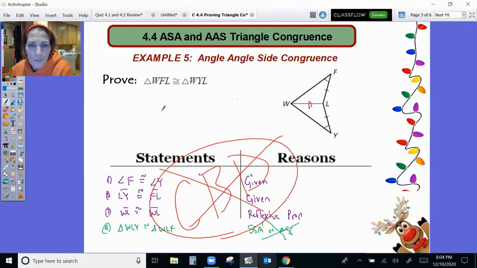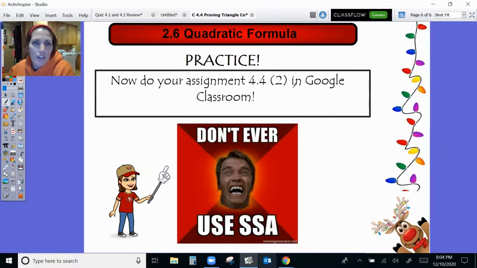Sometimes people will go all the way through these proofs and then get to the point where it's not determinable. So there you go.